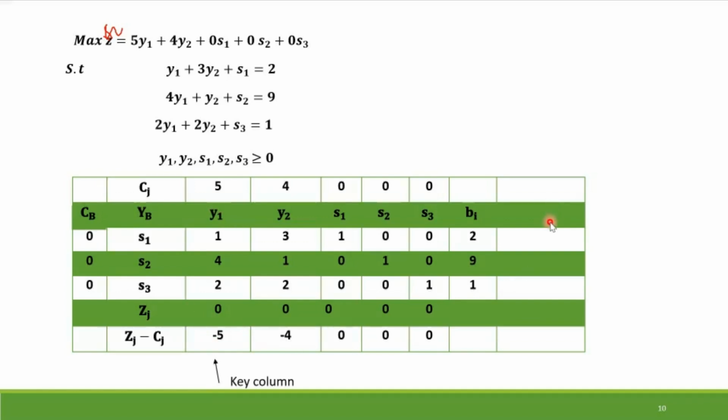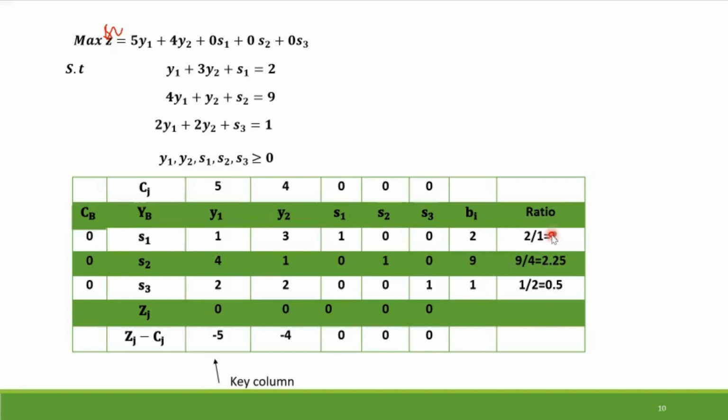Then we have to take the ratio to decide. The ratios are taken for positive numbers only. In the key column, if you have a negative number or 0, don't take the ratios there. If you have positive numbers in the key column, then take the ratios of Bi upon the corresponding positive elements in the key column. So 2 upon 1 is 2, 9 upon 4 is 2.25, and 1 upon 2 is 0.5.